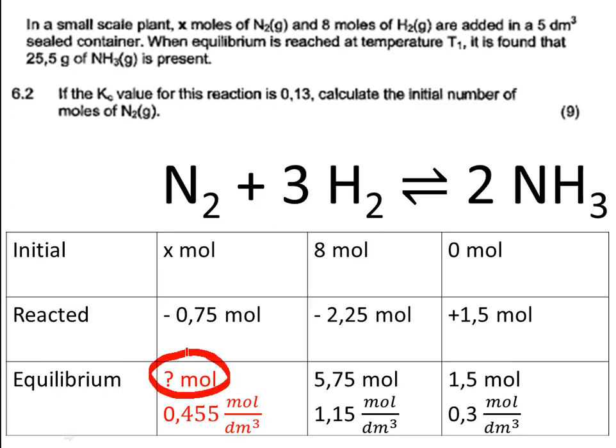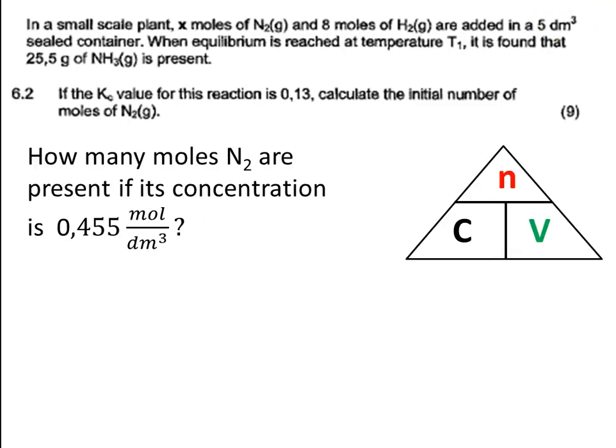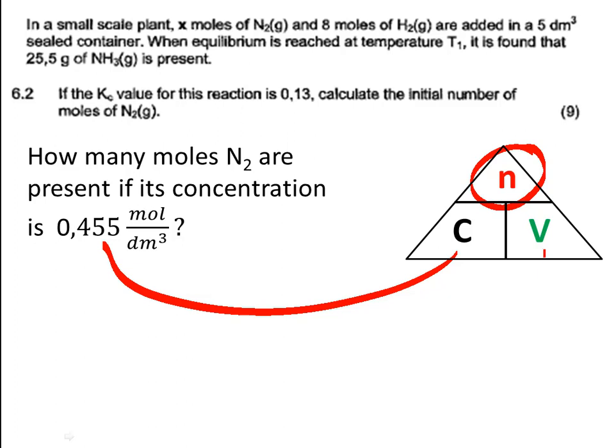So we now have the concentration of nitrogen at equilibrium, but we actually need the number of moles of nitrogen so that we can work backwards to find the initial number of moles of nitrogen. So we need to convert this concentration into its equivalent number of moles of nitrogen, remembering that the volume of the sealed container is 5 decimeter cubed. So we're asking ourselves, how many moles of nitrogen are present when the concentration is 0,455 mole per decimeter cubed? So we want to know small n, and we know the concentration, and we know the volume.